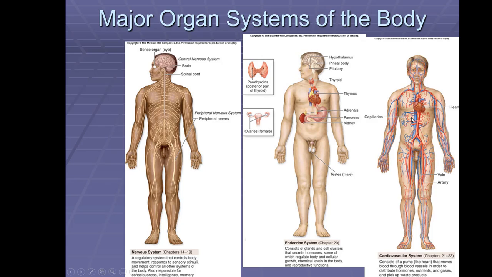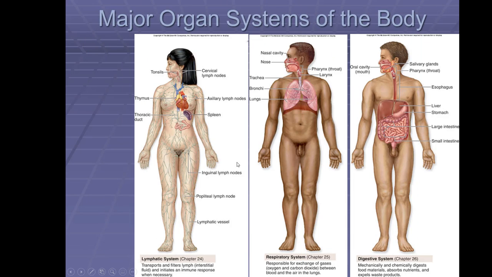The cardiovascular system consists of the heart, the blood vessels, and the blood, and it allows various substances to be transported throughout the human body, including oxygen and nutrients. The lymphatic system is our immune system. It helps fight off disease and infection. The respiratory system allows us to get gases in and out of the body, including oxygen and carbon dioxide. That consists of the lungs and the airways.